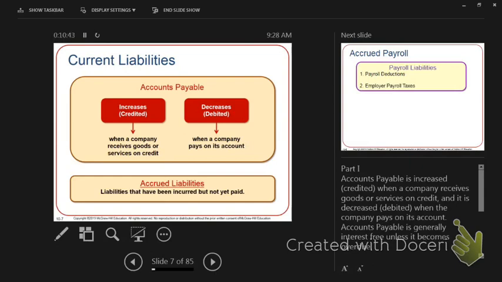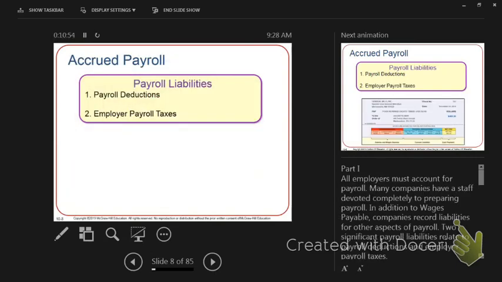Deferred. Accrued. What's going to be the debit? You incur wages, but you didn't pay them. Wages expense and wages payable.